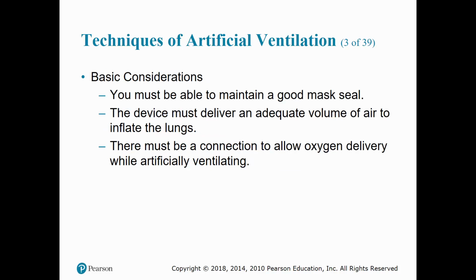Some considerations that you want to take when considering artificial ventilation, whether it is provided by a mouth mask, a bag valve mask operated by a single person or two people, or a flow restricted device: you want to make sure that you're able to maintain a good seal, so that there's no leakage and you're ensuring that you're getting air into the lungs. You want to make sure that the device that you're using is able to give the volume of air needed to inflate the lungs. With your BVMs, we have an infant, a child-sized, and an adult size, so you want to make sure you're using the right size bag for the patient. And you also want to make sure that there's a way for you to connect oxygen to your device while ventilating your patient.